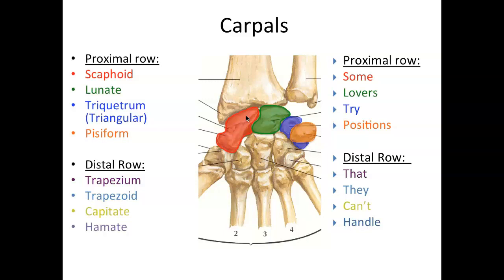I will show you how to palpate this in lab. And this is also a sesamoid bone. That means that it is encased in tendon, so it kind of sits up a little bit more than the other carpals.